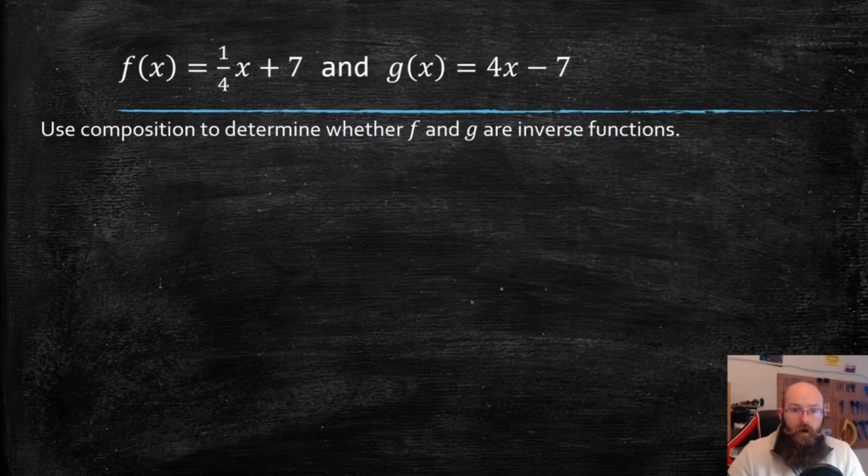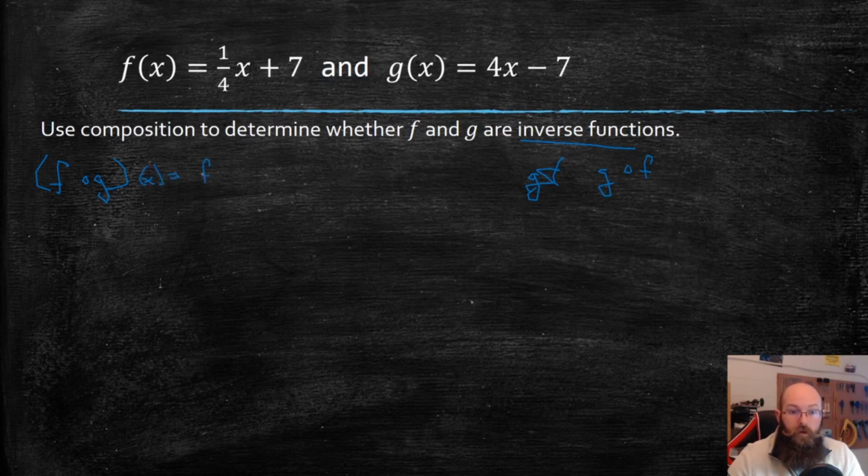All right, so use composition to determine whether f and g are inverses. Well, this is where I plug one into the other, and then I have to do it the other way, right? So to verify that they're inverses, I have to go both directions. I have to take f composed of g, and I'm also going to have to take g composed of f. Well, let's do that then.